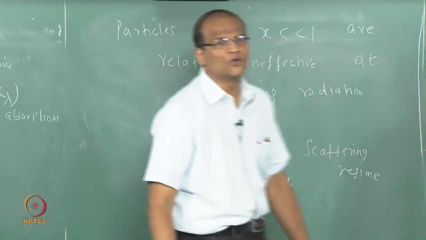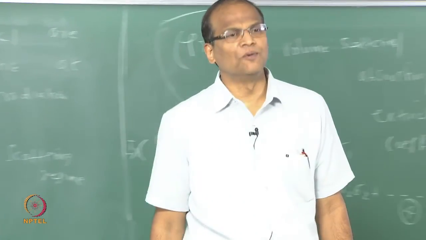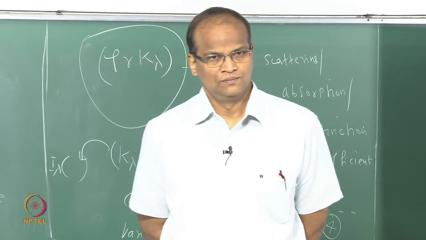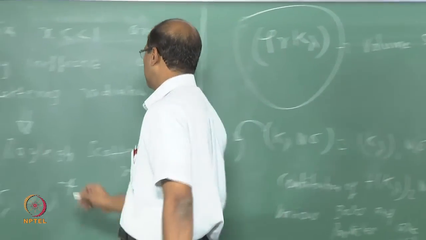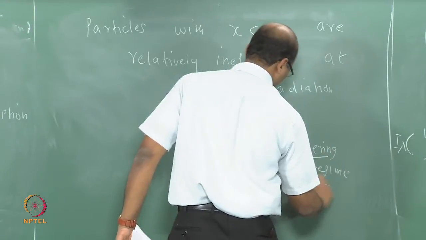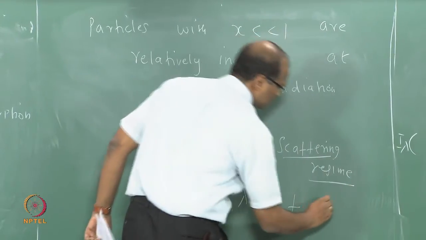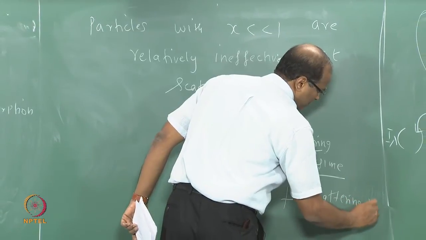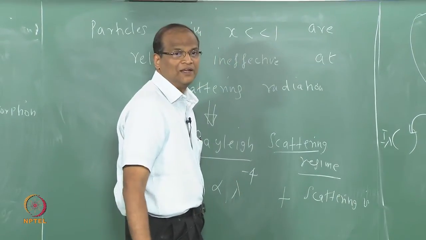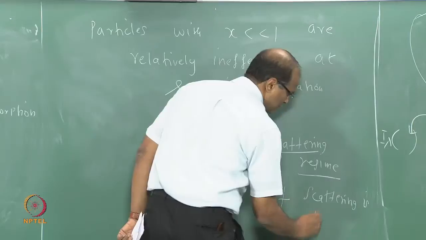People have done studies to show that kappa lambda varies as lambda to the power of minus 4 for Rayleigh scattering. The scattering is isotropic. It is the same in all directions.